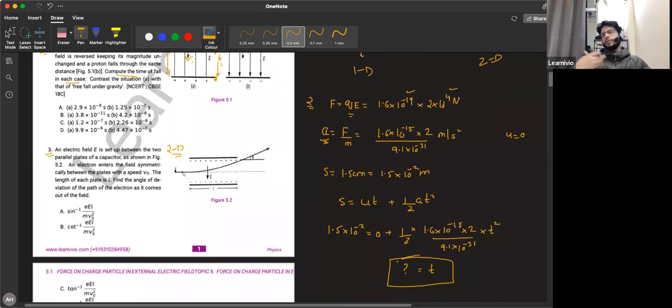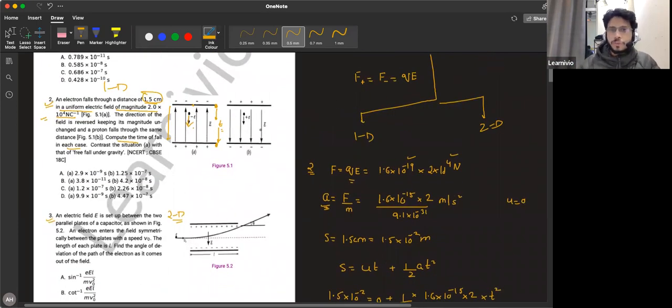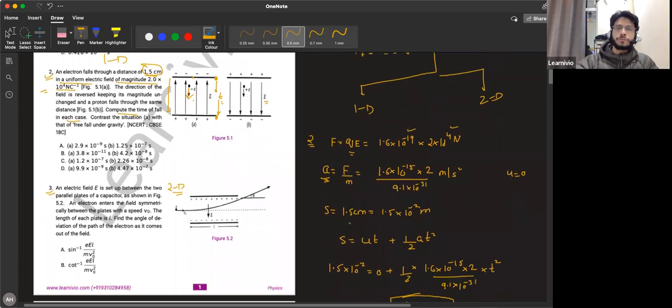Similarly, if you want to repeat this question for proton, see the direction of field is reversed because proton is a positively charged particle. It will go downwards only if field is acting in downwards direction. So instead of mass of electron, you will get mass of proton.